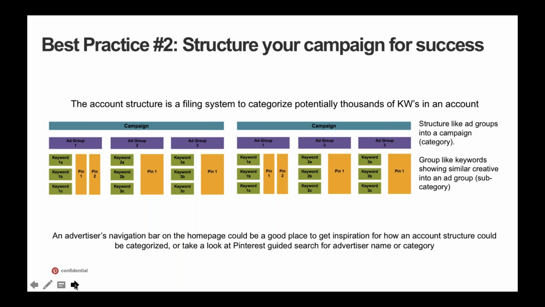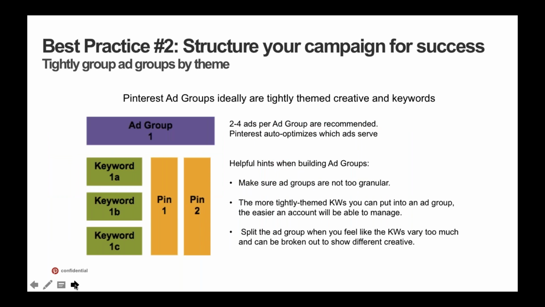So for example, let's say I wanted to have a campaign that was women's athletic wear. Within that campaign, I might have subcategories that are track pants, running shoes, athletic tops. Those could all be ad groups. And then I could have a pin for each of those ad groups, and then have keywords that are really tightly themed and relevant to that pin. We want to make sure that there is good relevancy between the keywords and the actual creative to make sure that we're getting the most out of our campaigns.